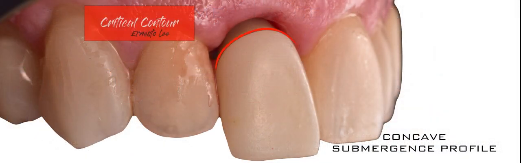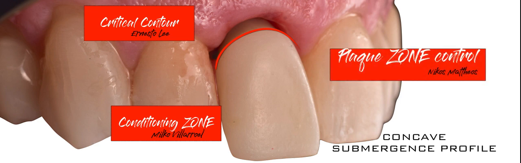So in this picture, we see three zones: a critical contour that Ernesto Lee explained very well, the conditional zone, as Milko Villarroel explained in his articles, and a plaque control zone where Nikos Mateos and Ioannis Vergoulis explained very well. This area is very important to protect from the invasion of bacteria. So we find many questions in these topics.